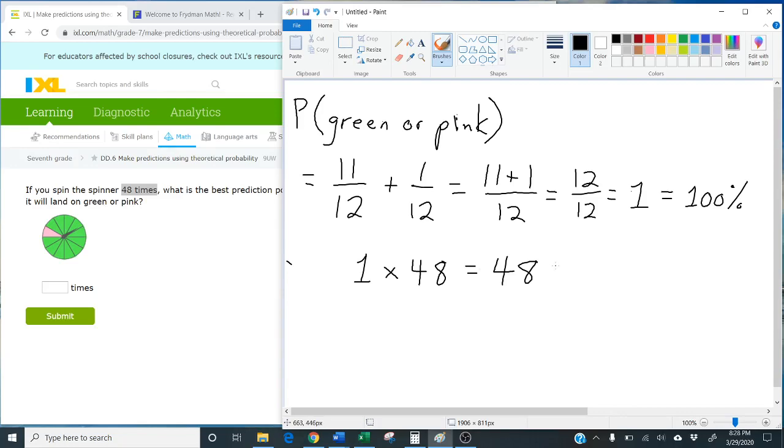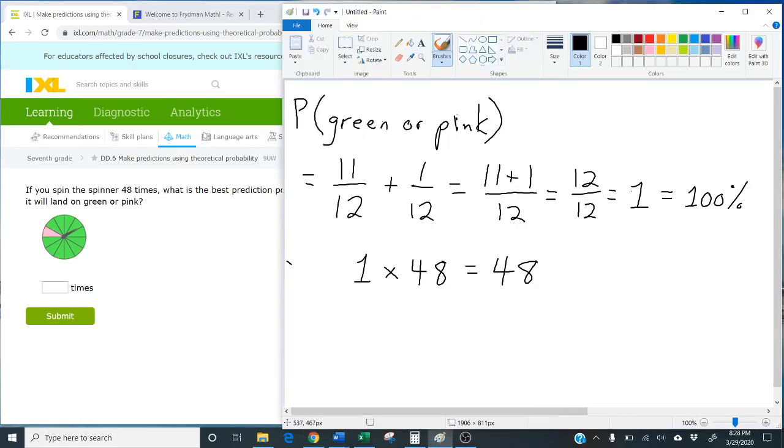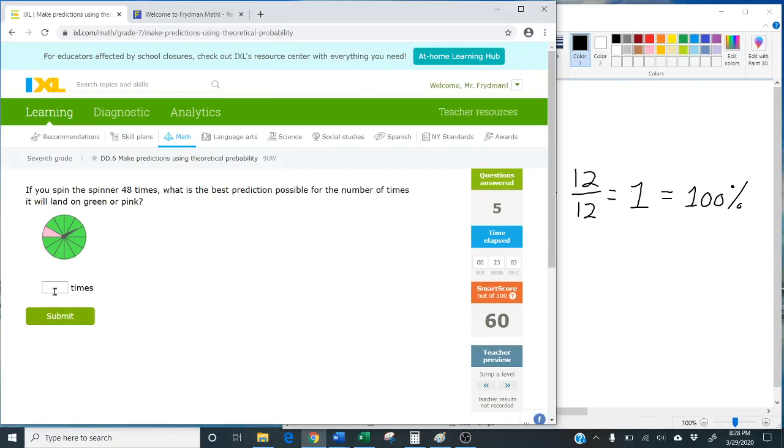In other words, I would expect to land on green or pink every single time, which again makes sense because all of these colors here are good colors for me. So I'm going to win every time. So if I spin the spinner 48 times, I'm going to win 48 times. So that's my prediction.